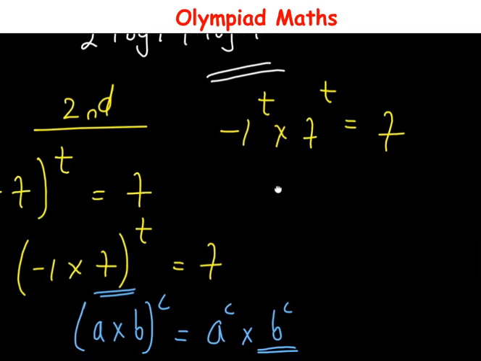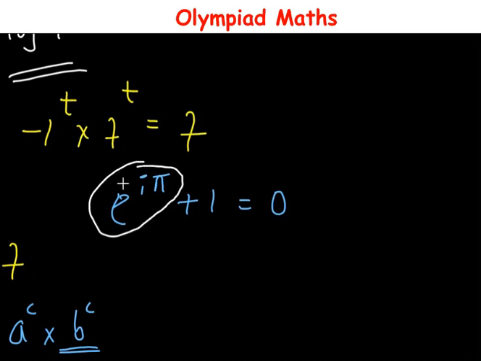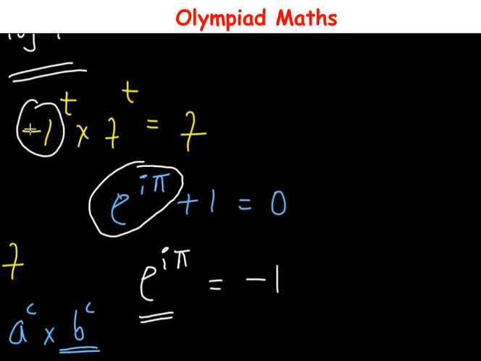At this junction, we are going to apply Euler's formula, which is given by e raised to power i times pi plus 1 is equal to 0. Let us solve for e raised to power i times pi. Move plus 1 over to this side. We have e raised to power i times pi is equal to -1. In place of -1, we can bring in e raised to power i times pi.